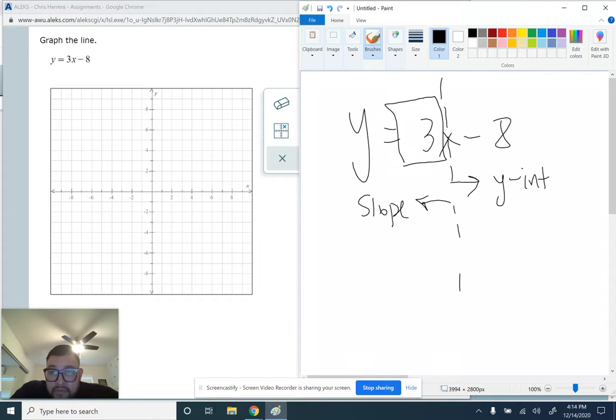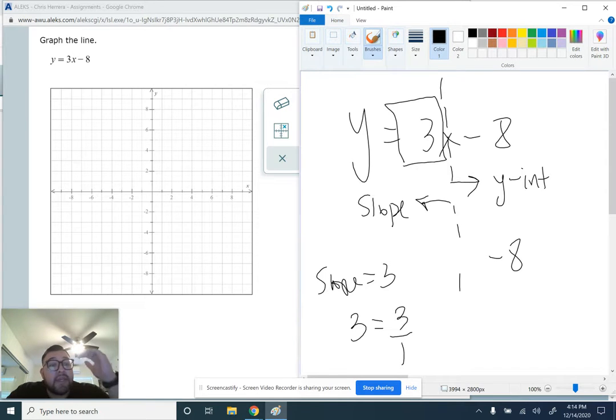So that means that 3 is my slope, and my y-intercept is negative 8. Whenever we have a whole number slope, we always want to put that 1 underneath it, because we need a vertical change and a horizontal change. That's just the definition of slope. So if I have a positive 3/1, this means that I go up 3 and always to the right, right 1. So this is what my slope of 3 is telling me to do. I'm going to go up 3 and to the right 1.